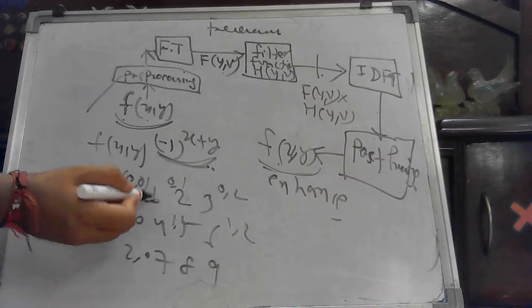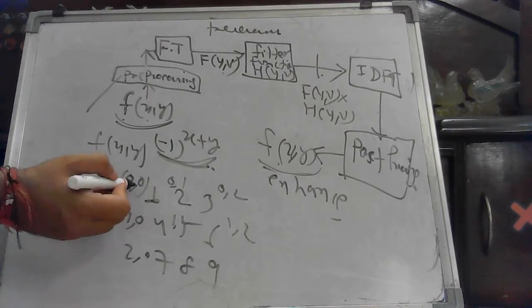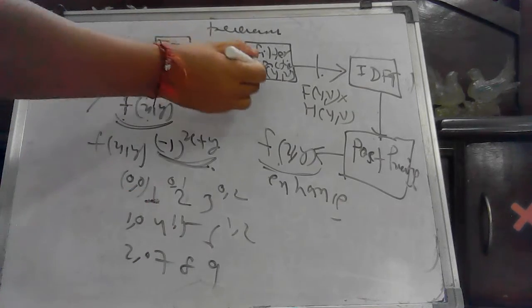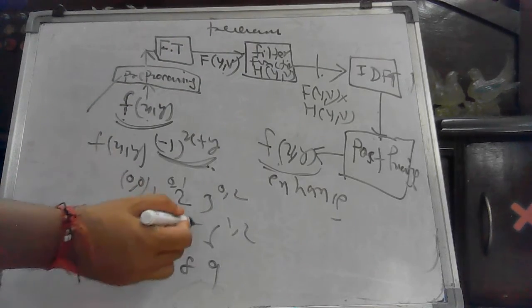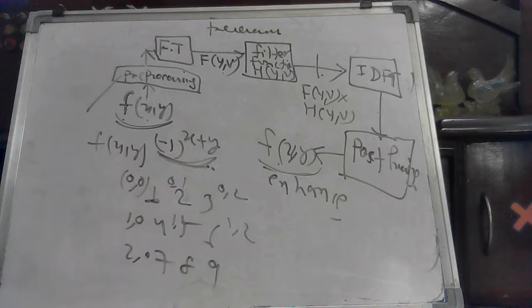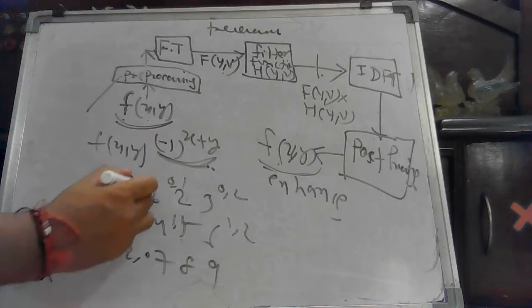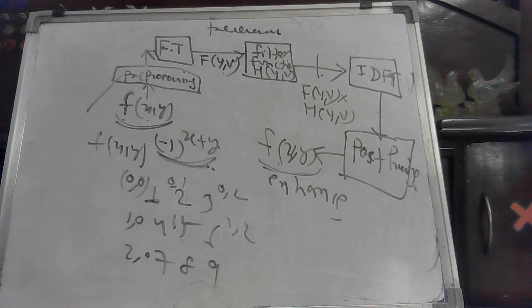But I want to shift this center because 0 0 should be somewhere in the center, so that whenever I apply H of u v, it is applied and placed properly. This is the reason you need to shift your center, because no padding or wrapping operation is allowed here, or we are not doing anything.